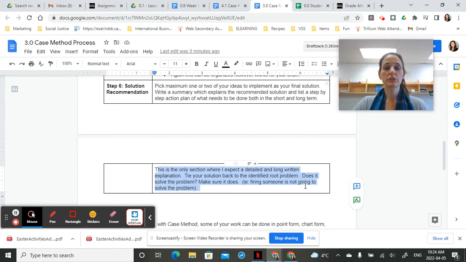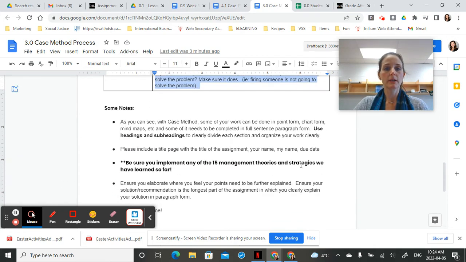Please make sure that your solution draws back to the identified root problem. Does it solve the problem? Make sure that it does. In this section, I also want to make sure that you are really amplifying those managerial theories and concepts that we've learned this unit. So making sure you're making those connections to the course content as well, showing me that you're making connections to what we've been learning in class.